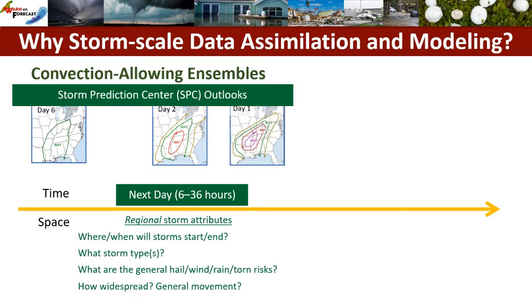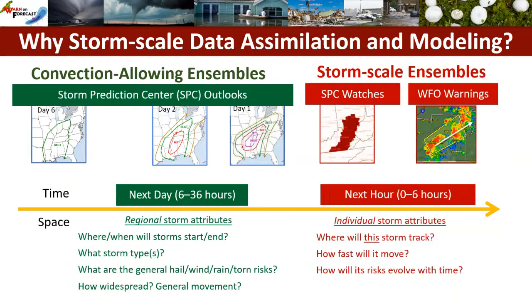So basically, convection allowing ensembles aid in issuing watches and day one convective outlooks in the 6 to 36 hour time frame. Now, the storm scale ensemble, on the other hand, can provide guidance of hazards associated with individual storm attributes with very high spatial and temporal specificity.